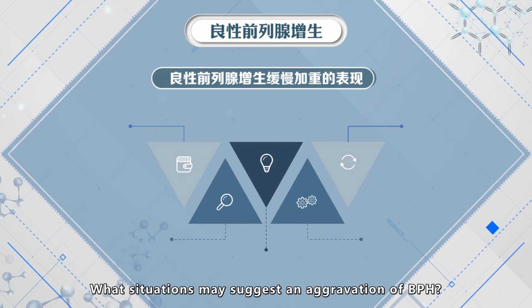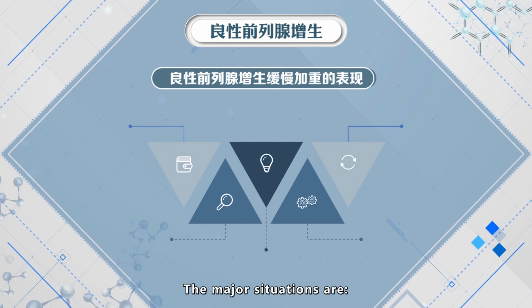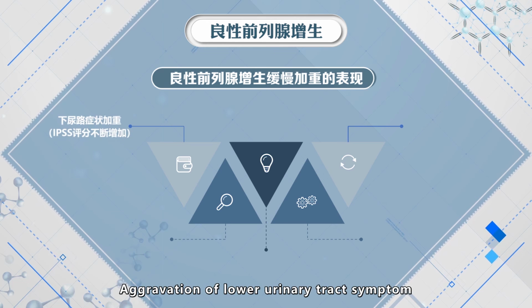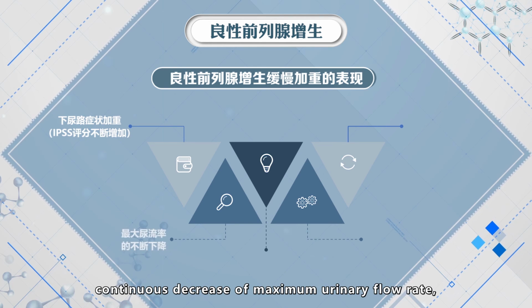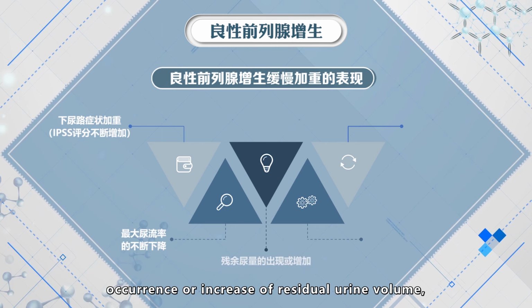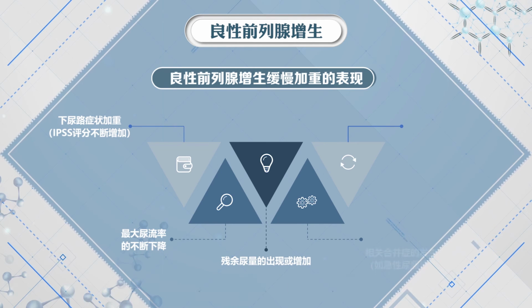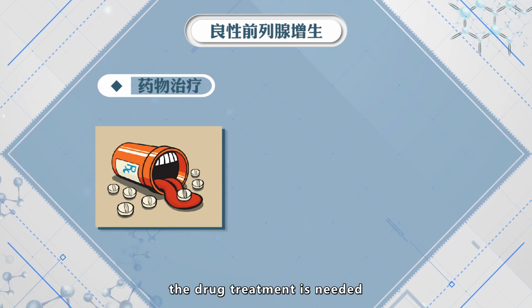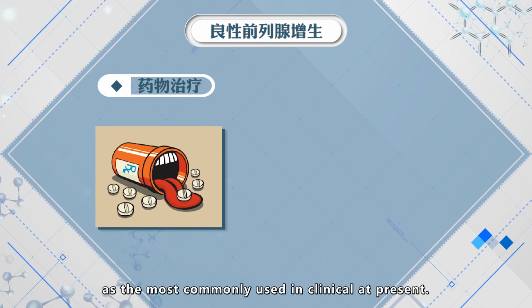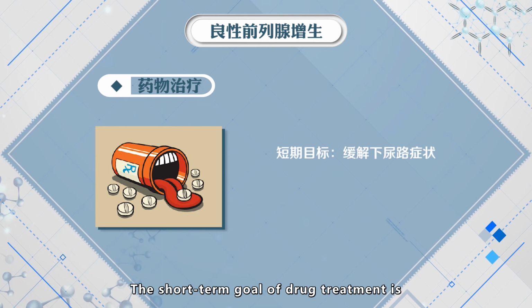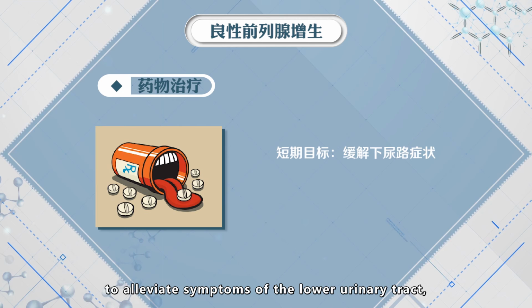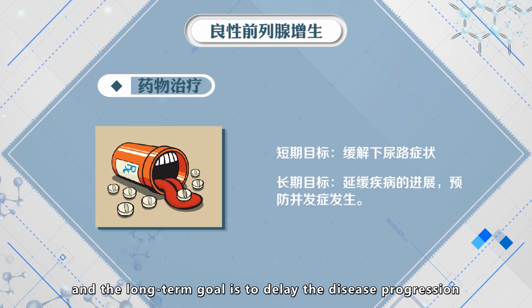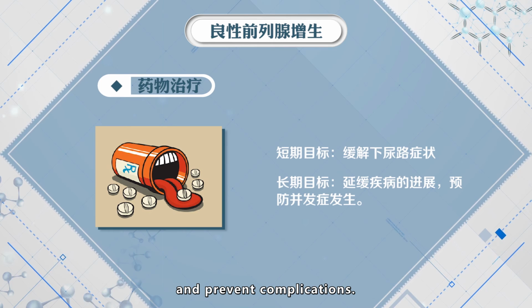What situation may suggest an aggravation of BPH? The major situations are aggravation of lower urinary tract symptoms, continuous decrease of maximum urinary flow rate, occurrence or increase of residual urine volume, occurrence of related complications, and surgical treatment. When the condition aggravates and QOL is affected, drug treatment is needed, as it is the most commonly used in clinical practice at present. The short-term goal of drug treatment is to alleviate symptoms of the lower urinary tract, and the long-term goal is to delay the disease progression and prevent complications.